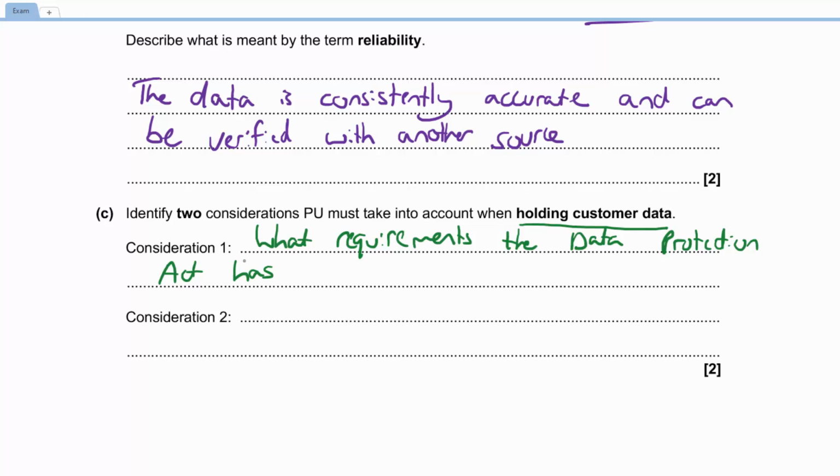We could also say, on a similar but different consideration, we can consider security. If we are holding customer data, we need to make sure that data is being kept secure, not only because the law says we must, but also because our reputation will be damaged. Maybe our company won't be able to function if we have that data being leaked by an attacker. So we want to consider how we can securely store the data. In other words, what prevention measures are we going to put in place to make sure the data is being held secure?